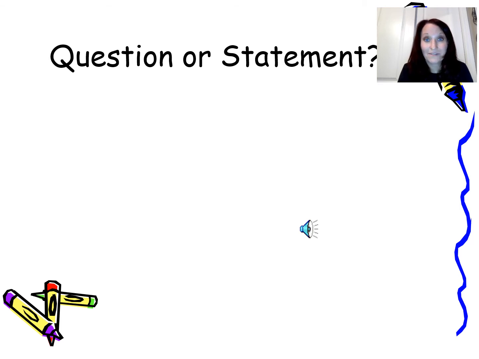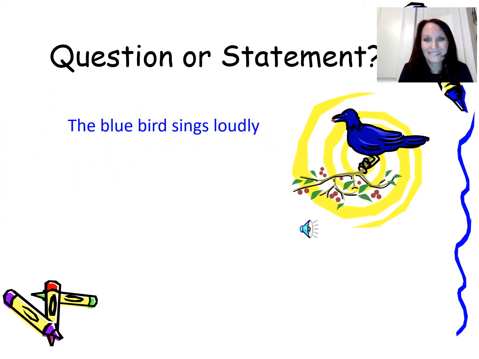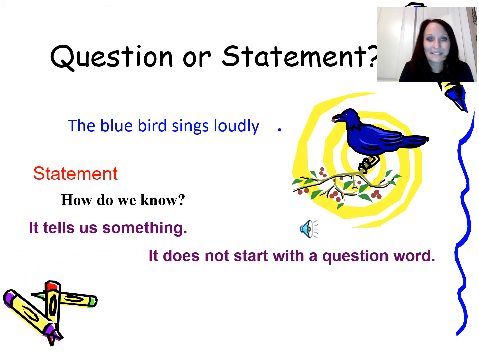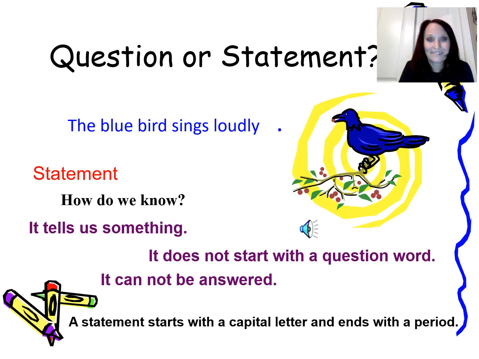Next one, question or statement. The blue bird sings loudly. If you said statement, you're correct. But how do we know that? Think about it. All right, we know it is a statement because, again, it's telling us something. It also does not start with a question word. And it cannot be answered because it's not asking us anything. And again, it starts with a capital letter and ends with a period. Good work. If you got that one right, give yourself another tally mark.